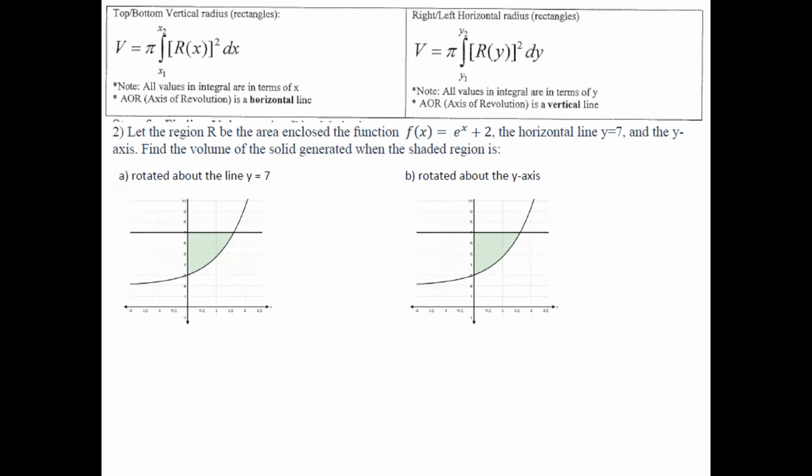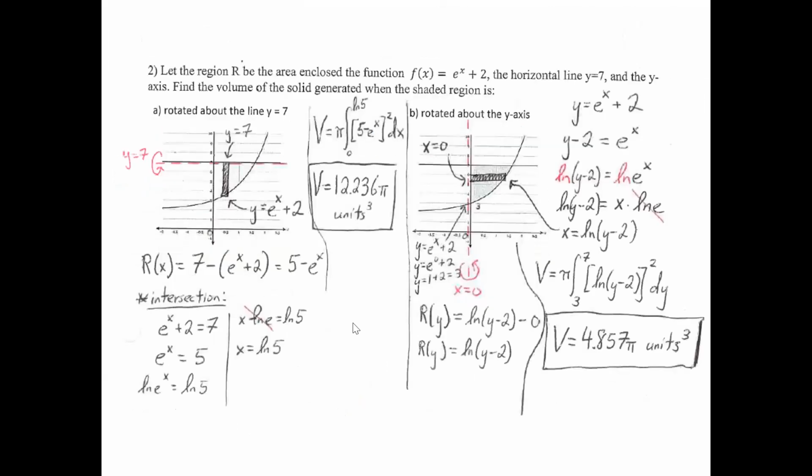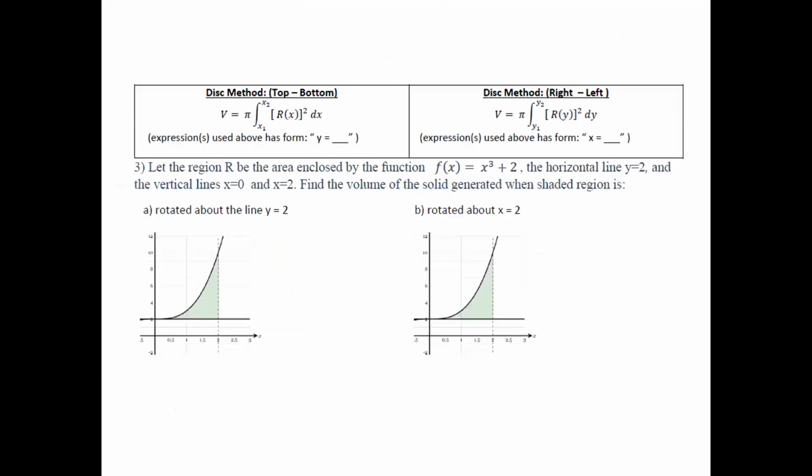All right, I'm going to go ahead and take a look at A. It says find the region R, area enclosed. So keep in mind that this right here is y is equal to x cubed plus 2, the horizontal line y equals 2, and a vertical line x equals 0 and x equals 2. Find the volume of the solid when the shaded region is rotated about y equals 2. So here is the y equals 2 line.